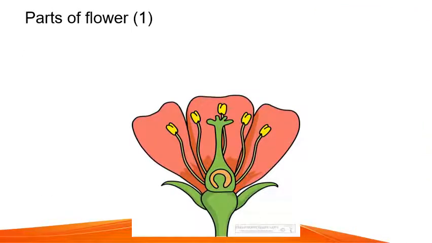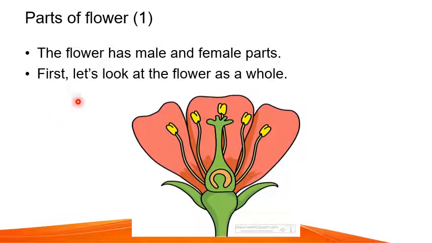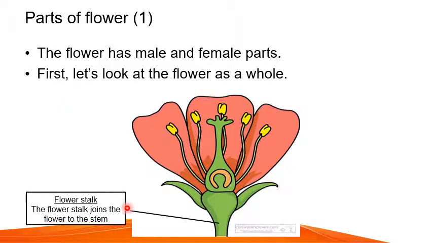So first, let's talk about parts of a flower. Flower has many different parts, so I'm going to break it down to you, I'll separate it into three separate explanations. Actually I can just show one flower, but to ease you up, we're going to do this. So the flower has male and female parts. I'm going to tell you which those are, but first, let's look at the flower as a whole. The flower stalk. The flower stalk joins the flower to the stem. So here, this is part of the flower. Down here it joins with the stem so it can receive water and food.